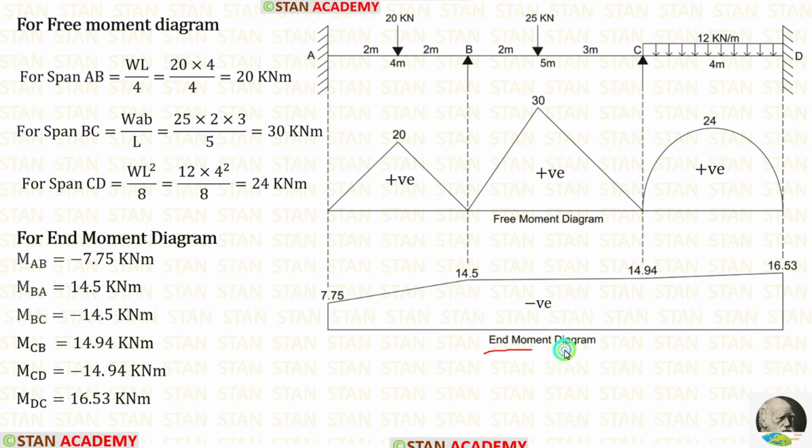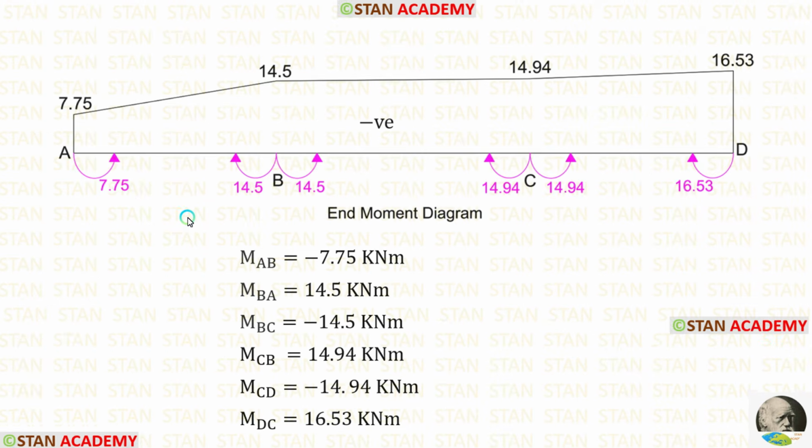Now let's see how to draw end moment diagram. For drawing the end moment diagram, we have to see the direction of the curves. First, we have to arrange these moments in the curves. For MAB, we are having a negative value because it is acting in the anti-clockwise direction. So, in the point A, we have to make an anti-clockwise curve towards the point B. For MBA, we have a positive value. That means it is acting in the clockwise direction. So, from the point B towards the point A, we have to make a clockwise curve.